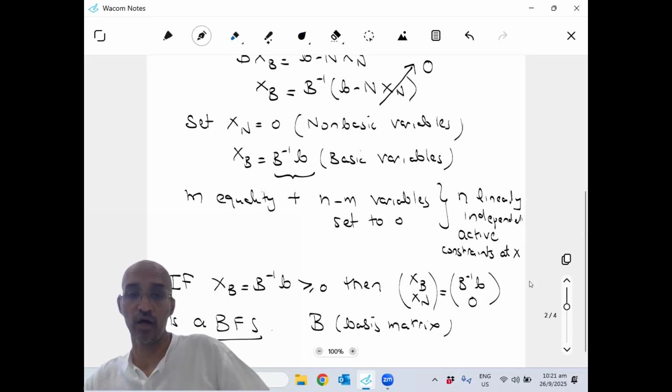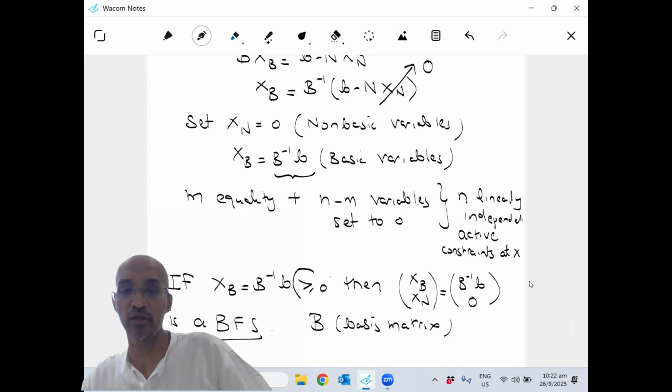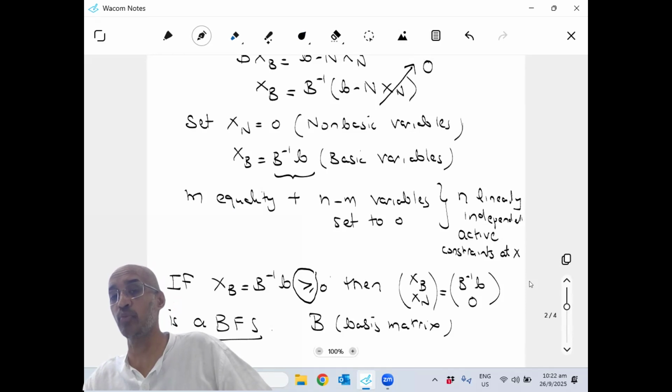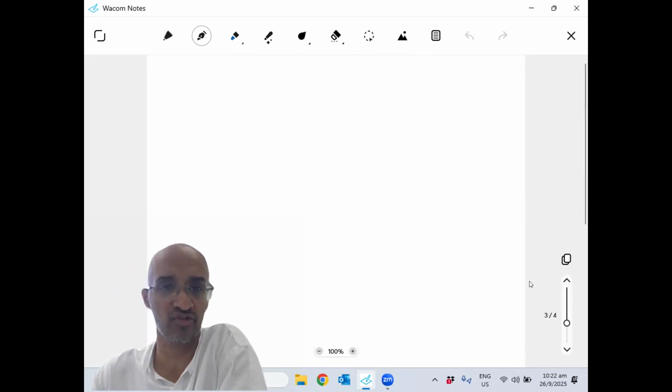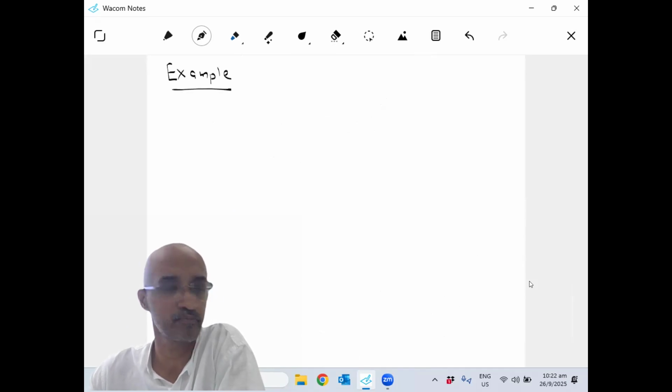Last time we discussed, you can have basic solutions which are not feasible. So you do require this non-negativity condition for feasibility. Only then it's a basic feasible solution. There is no guarantee when I do B inverse b, it will be non-negative. Okay. So let's do an example just to contextualize this. It'll help. Let's take a simple LP.